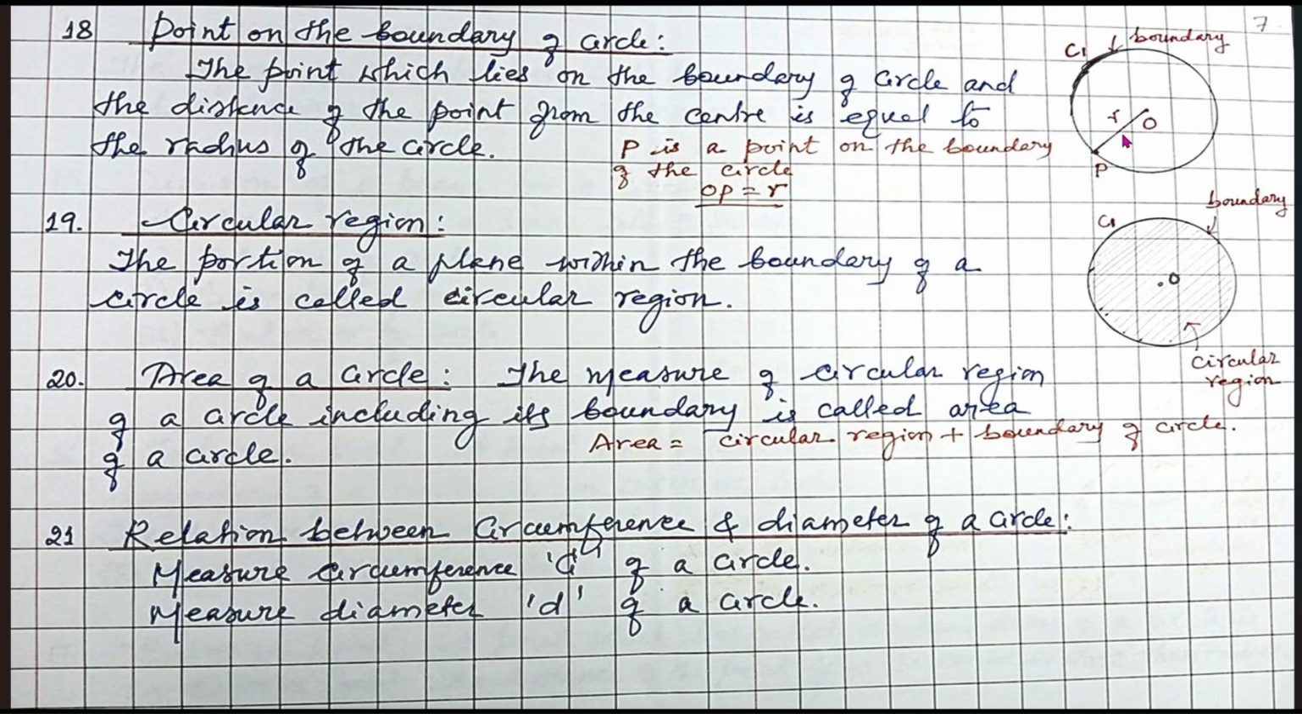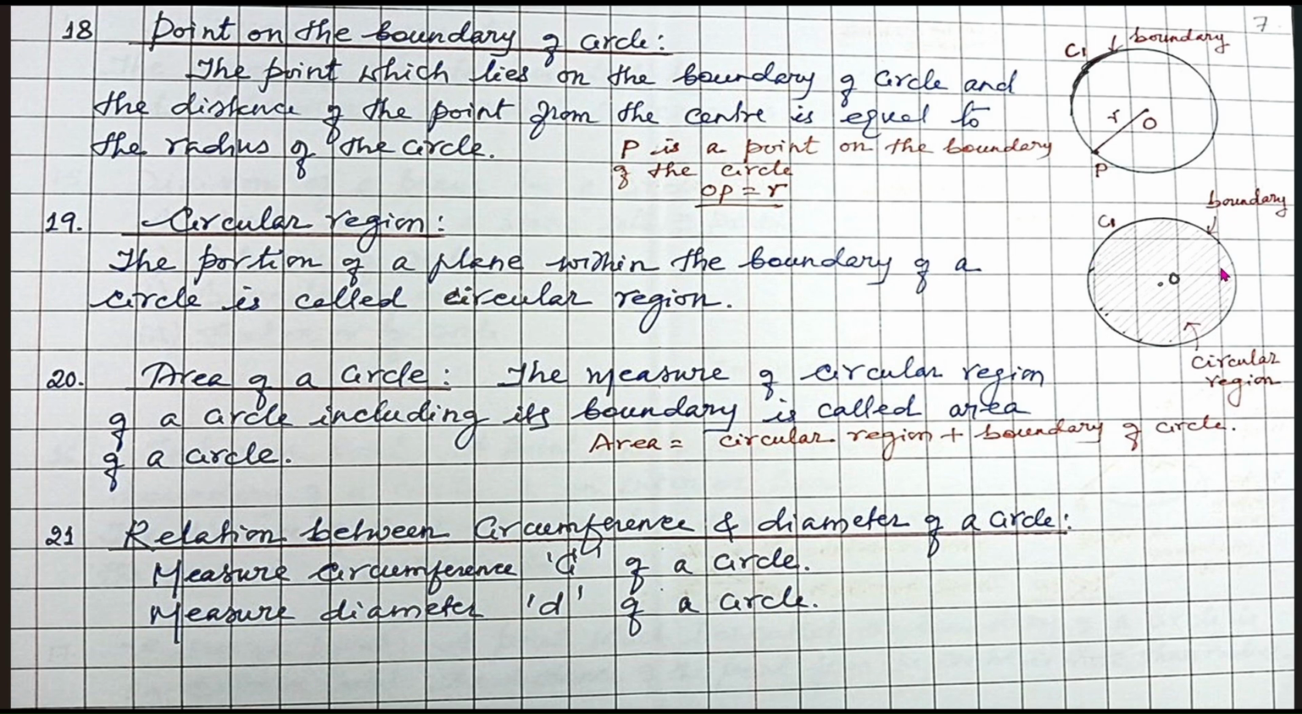Now, a point on the boundary of a circle, as I have told you, is lying on the circumference, and its distance from the center is equal to the radius of the circle. So P is the point on the boundary of the circle, and OP is always equal to the radius of the circle. Now circular region. Circular region means the portion of the plane within the boundary of a circle. So the part of a plane which lies within the boundary of a circle is called the circular region.